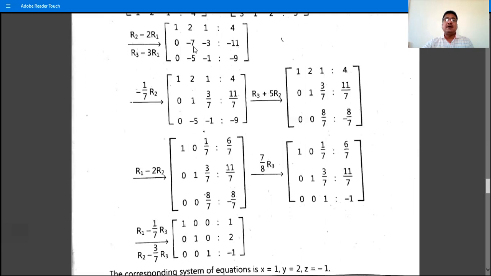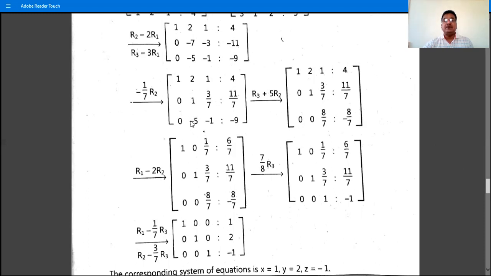Then we have to reduce this minus 7 to 1. So in order to reduce this minus 7 to 1, the operation is minus 1 by 7 R2. That is, multiply this second row by minus 1 by 7. So we have 1 at this place. We have some fractions, 3 by 7, 11 by 7, but it is not possible to avoid these fractions, because in order to reduce this minus 7 to 1, we have to apply the transformation minus 1 by 7 R2. So we multiply this row by minus 1 by 7, and we have 1 at this place.